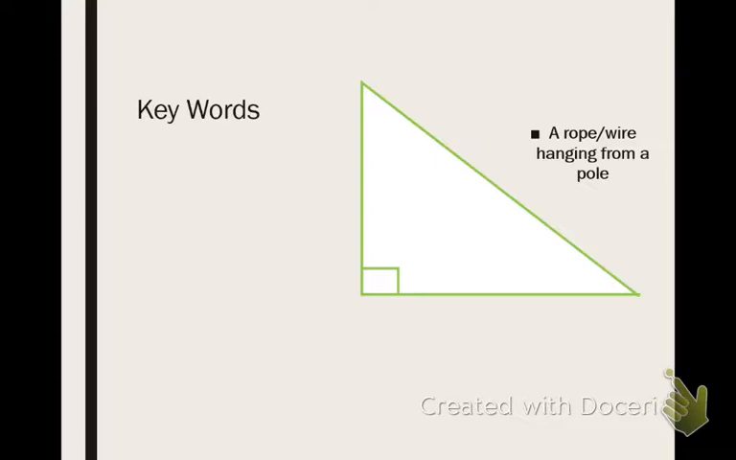And then a rope or a wire hanging from a pole. I'll show you an example. This would include the string from a kite, but the same idea. How would they go straight down? For a kite? You should know a rope or a wire. I will show you.